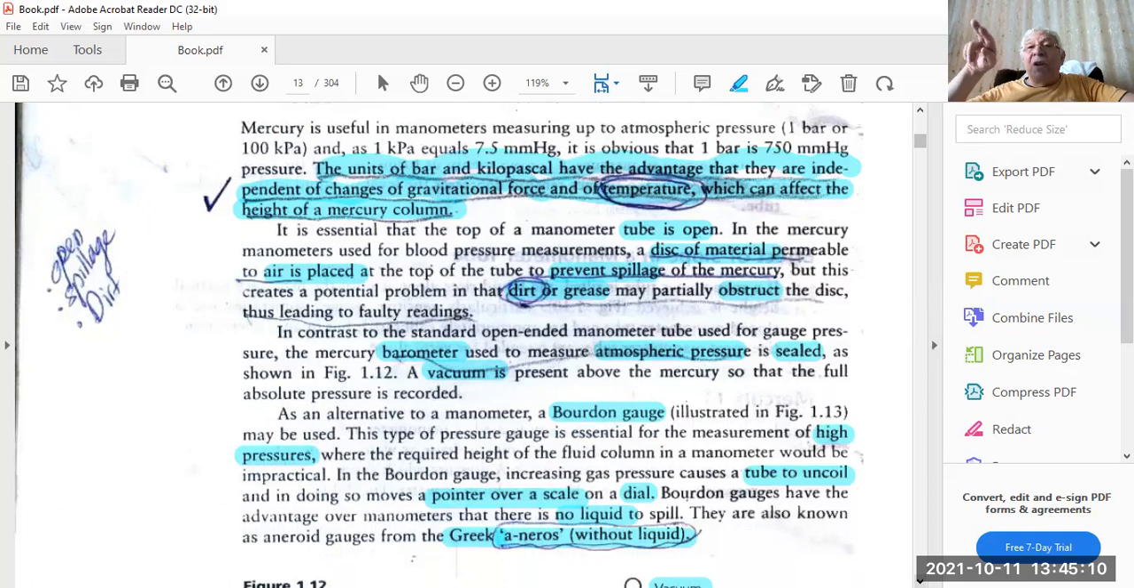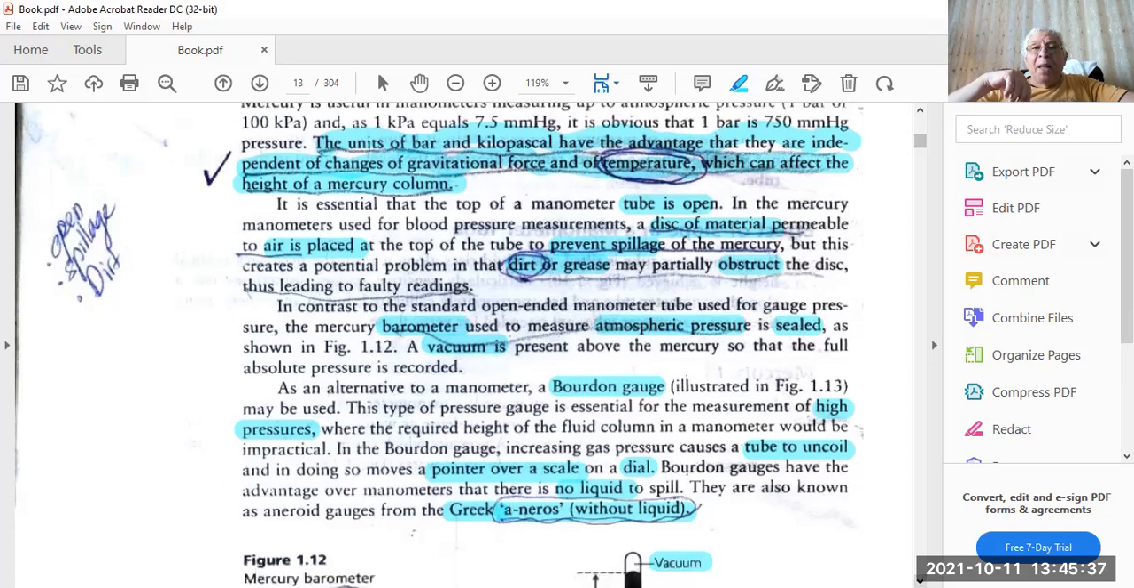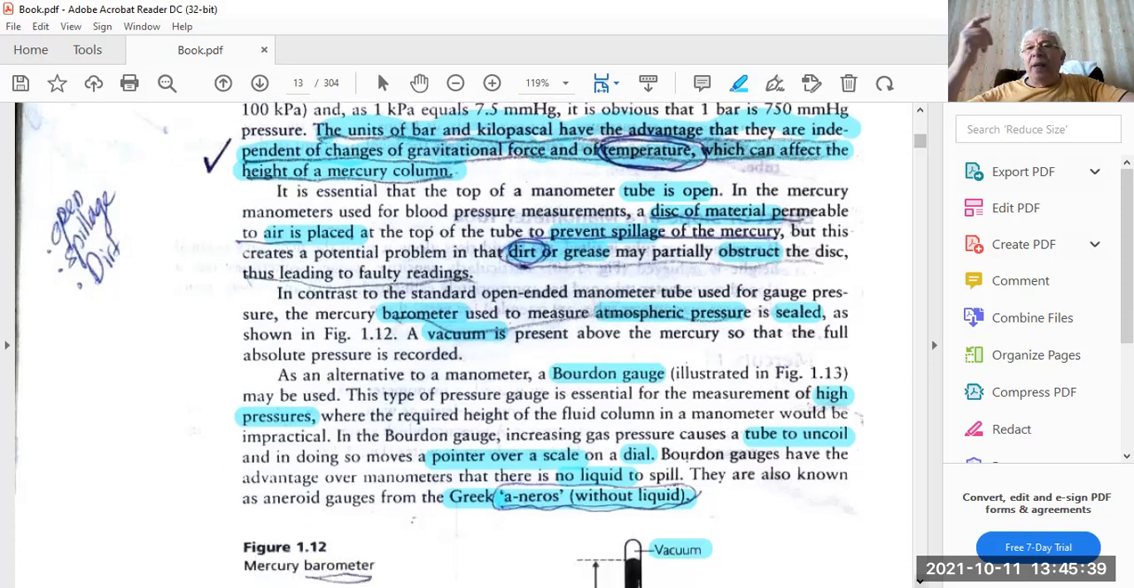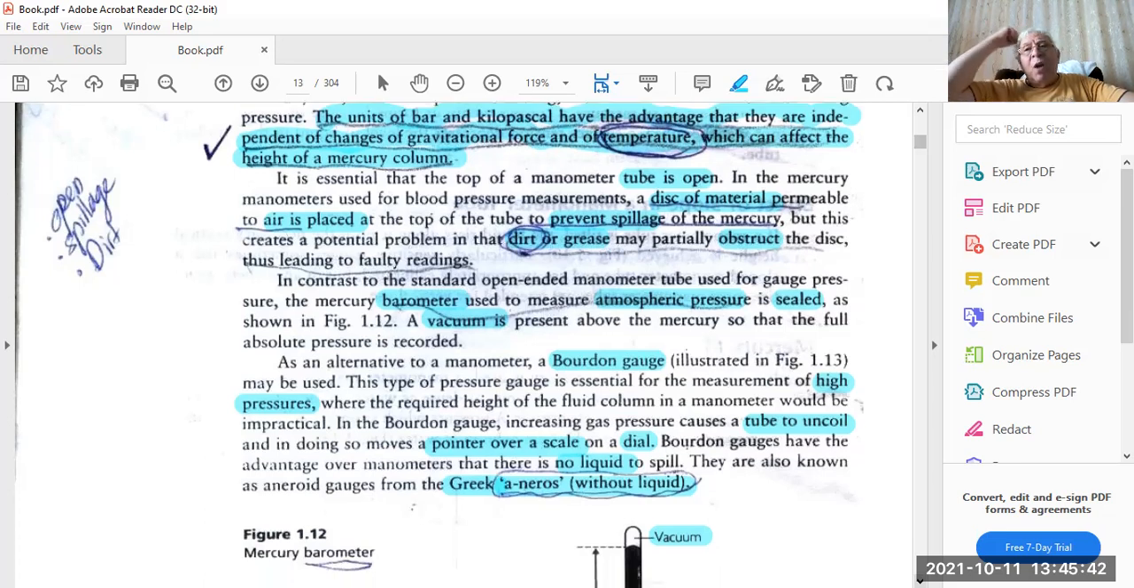For all these pressure manometers, we must keep in mind that the tube is open, exposed to the atmospheric pressure. Sometimes when we use the mercury manometer, the upper part is controlled by this so that the mercury will not expel. But there is a tube, an opening in this disc, which facilitates the passage of air. But this small opening can be obstructed by dirt. This is why every now and then you must try to clean it.